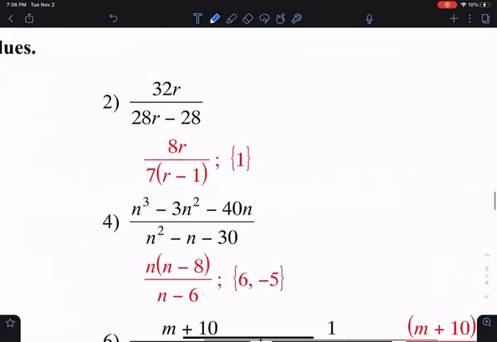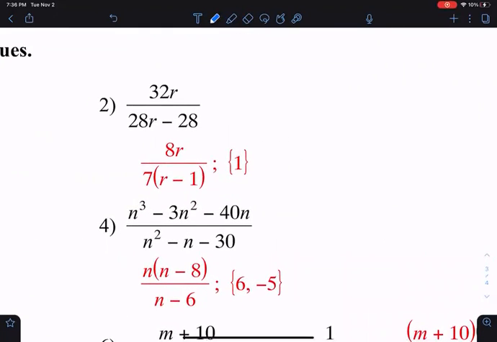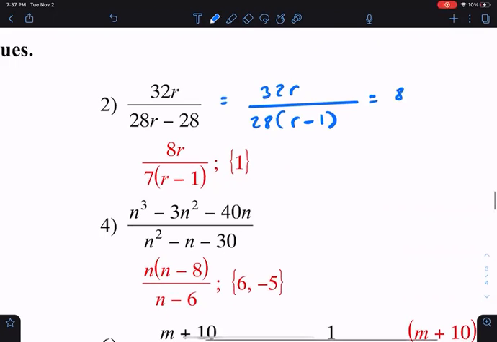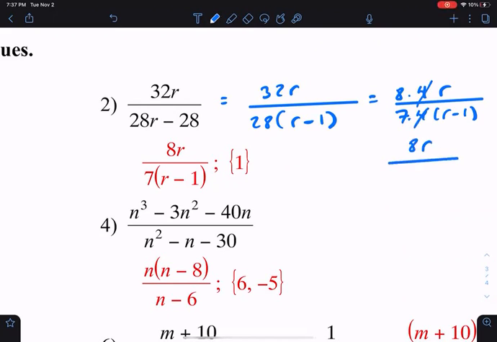Second situation. Let's see what we can do here. 32r, you can factor the 28 on the denominator, and you have r minus 1. Can you simplify something here? I don't think so. Maybe the 28 and the 32 only, right? So this is 8 times 4 times r, and then you have here the 28, which is 7 times 4, r minus 1. So the 4s cancel, so you have 8r over 7r minus 7, or 7 times r minus 1.